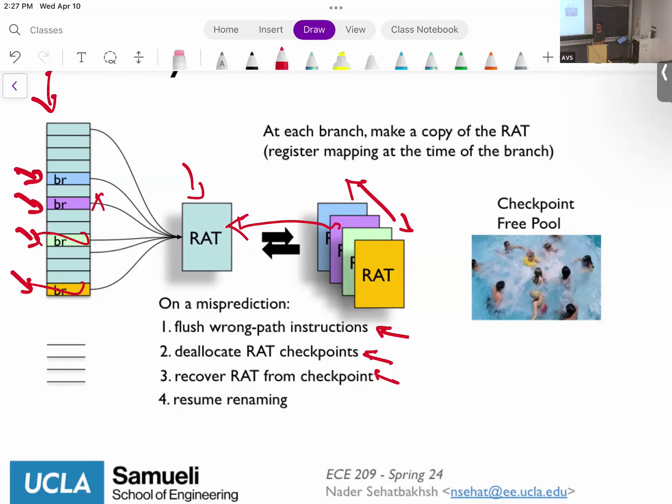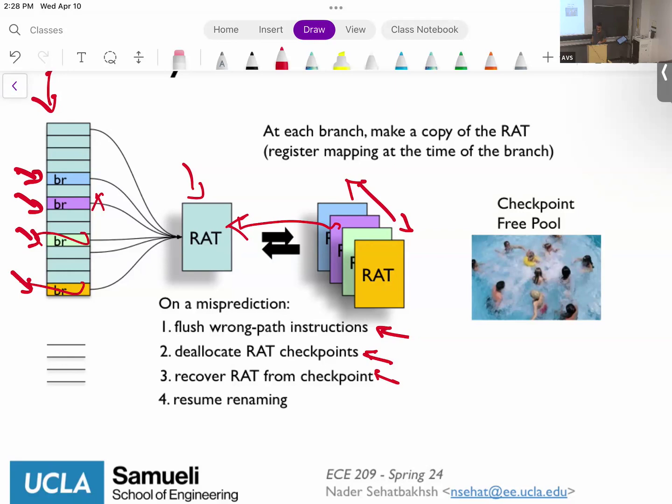Yes. So when you do that, how do you ensure that when you flush and go back to your checkpoint, you haven't overwritten registers that were in the checkpoint of that table? So that's like you lose data because you overwrote registers.